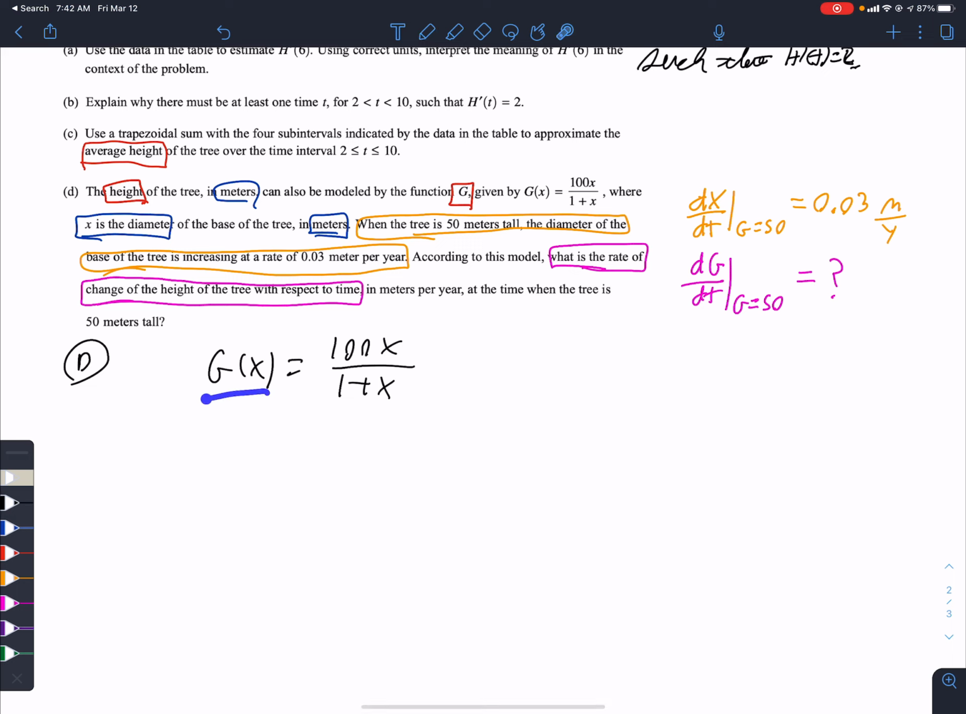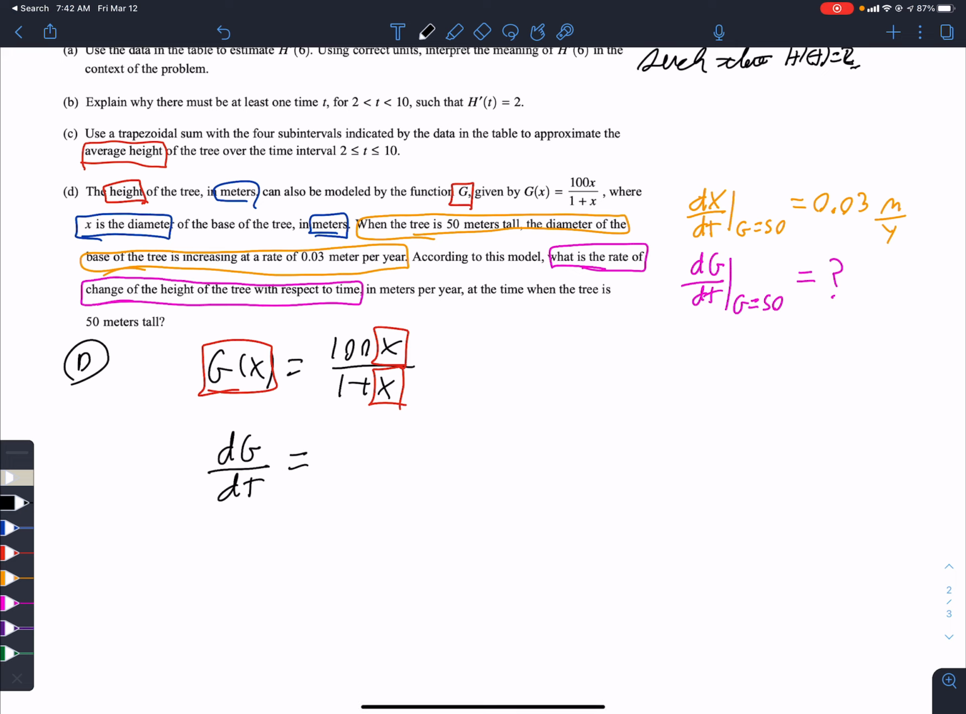Now, G is a function of time because as time goes on, the height changes. And X is also a function of time because as time goes on, the diameter of the tree grows. So both of those could be considered functions. So I'm going to treat those as box, okay, as functions, and boxes in chain rule. What's the derivative of the left side with respect to time? That's the change in G over change in time.